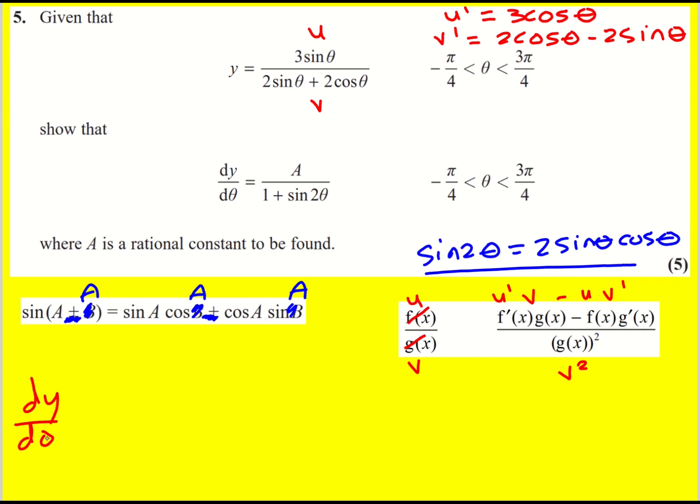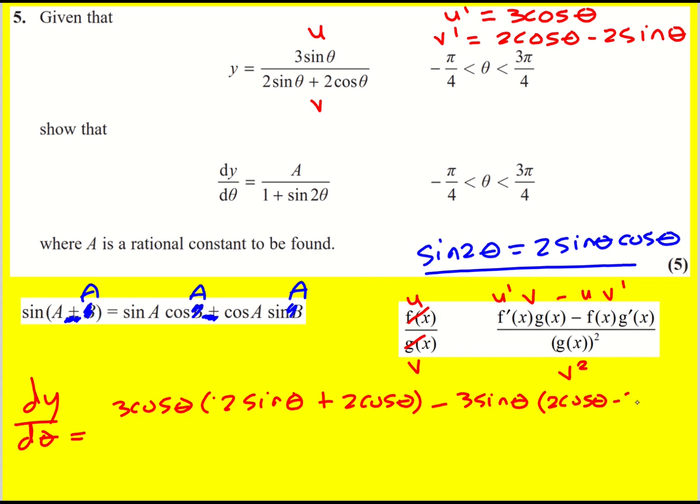That means dy by d theta is going to be u dash, that's my 3 cos theta, times v, 2 sine theta plus 2 cos theta, and then minus u, which is my 3 sine theta, times v dash, 2 cos theta minus 2 sine theta. We're going to need to do a fair bit of simplifying here. All over 2 sine theta plus 2 cos theta squared.